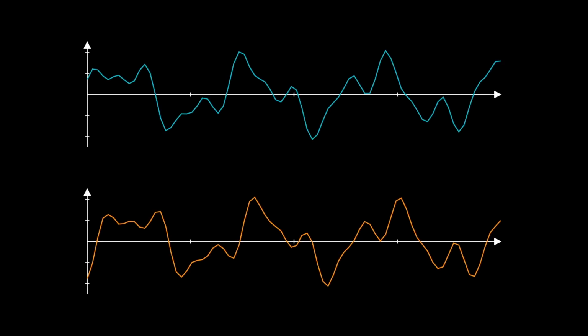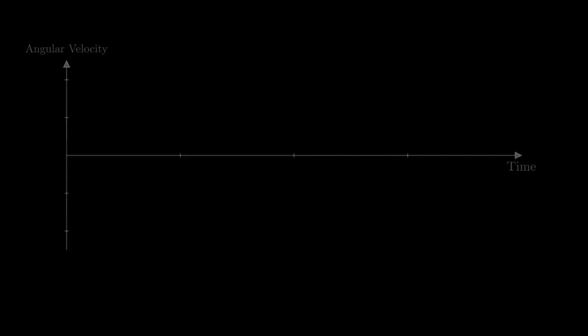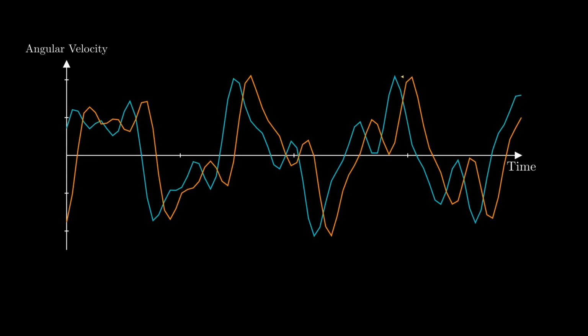Suppose two gyroscopes measure the same rotational motion, but one starts recording slightly later than the other. We obtain two signals, y1 and y2, each sampled at their own time vectors t1 and t2. Our goal is to estimate the time delay between them.